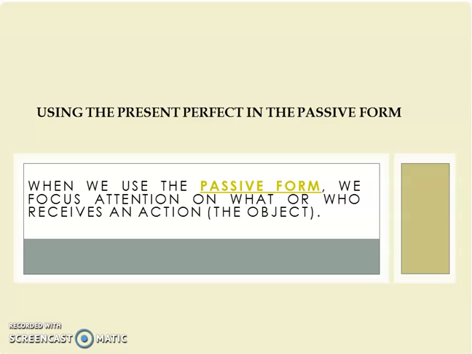Now we'll see the passive voice form of present perfect tense. Before that, let's look at what the passive voice form is. Actually, when we use the passive form, we focus attention on what or who receives an action. In passive voice, we are more concerned about the work instead of the one who has done this work.